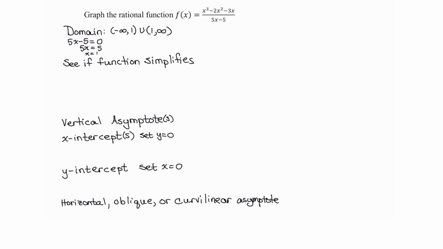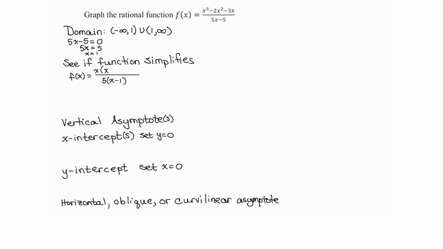Now we want to see if the function simplifies. To see if the function simplifies, we're going to factor the numerator and the denominator. In the denominator, we see that we have a common factor of 5. So when we factor out that common factor of 5, we'll have 5 times the quantity x minus 1. Now in the numerator, we can start factoring by noticing that we have a common factor of x. So let's first factor out that common factor of x.